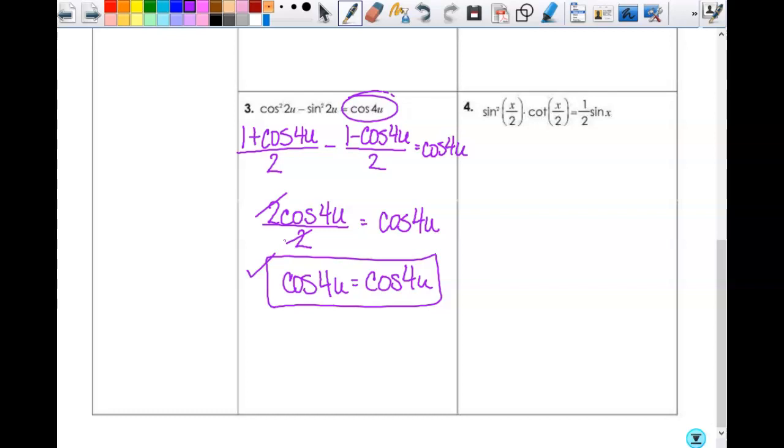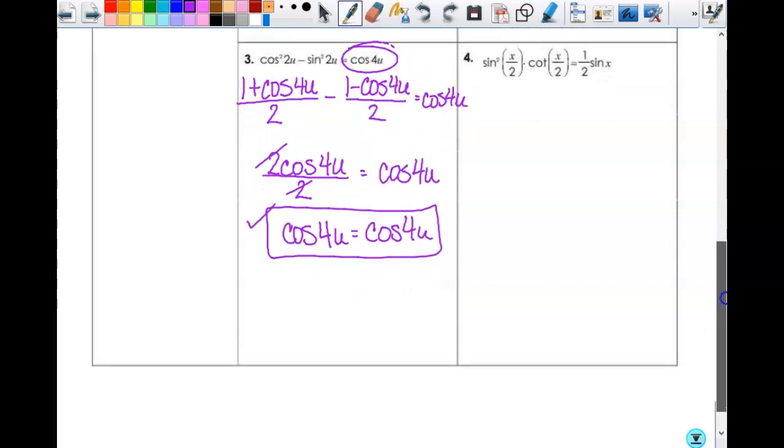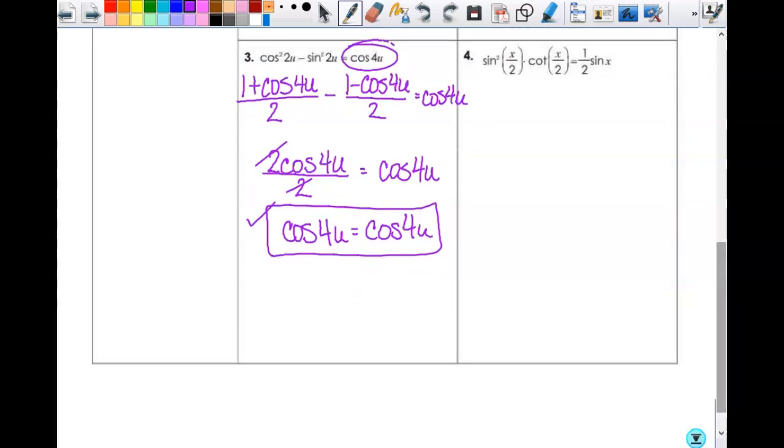But I do have half angle formulas. Now, with my half angle formulas, it's not sine squared, it's sine. But anytime you have sine squared, it's just sine times sine. So it's just sine of the half angle times sine of the half angle, which means you can just take whatever that rule is and square it.